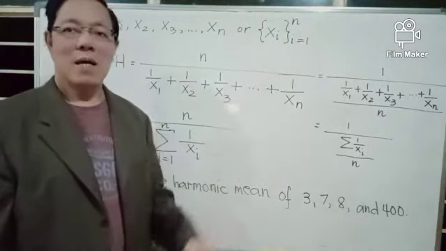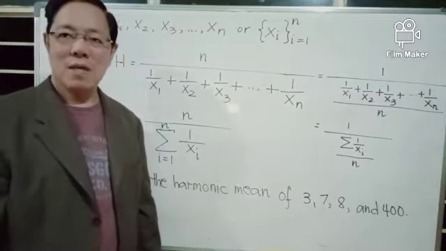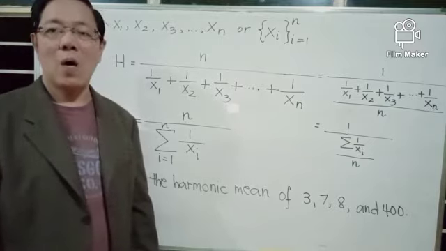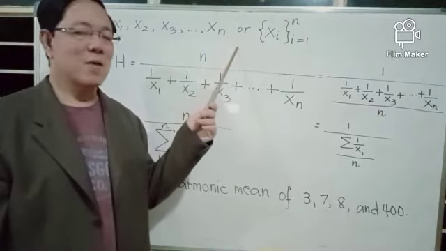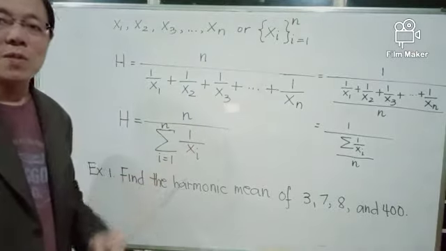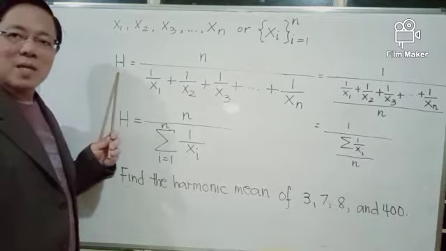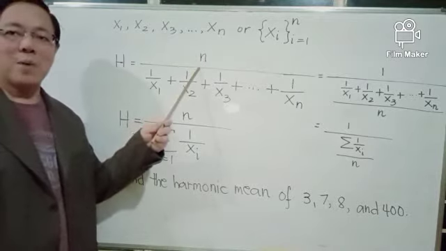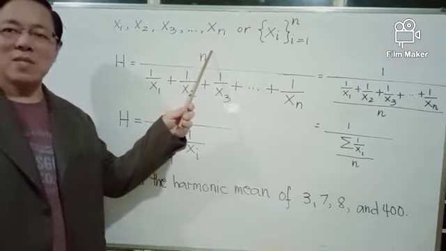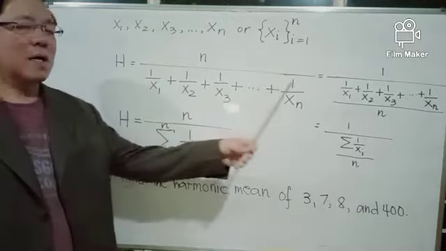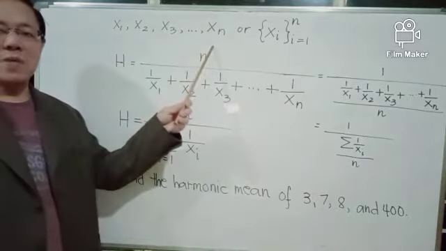And the harmonic mean of this set of values is defined as the number of values divided by the sum of the reciprocals of these values in the given set of data. In symbols, we denote the harmonic mean by capital H, and harmonic mean H is equal to n. n is the number of values. We have 1, 2, 3, up to n values in the given set of data, divided by the sum of the reciprocals of the set of values.